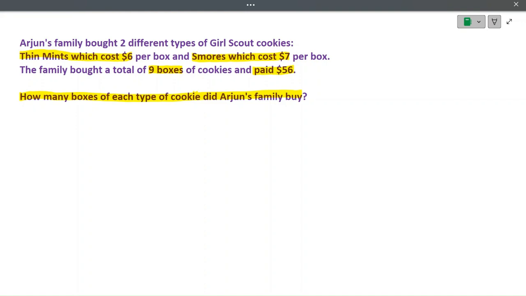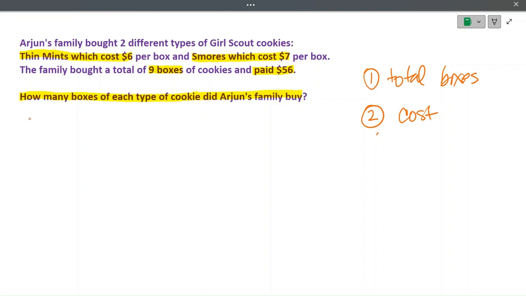So here are the two pieces of information that are important. One, the total boxes of cookies matter. And two, the cost matters. So our two equations that we write are going to tie to those two things.